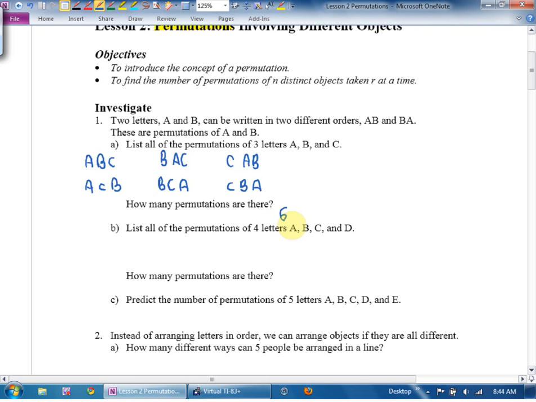B says, list all the permutations of four letters A, B, C, D. No, not gonna. I mean, I could. A, B, C, D, A, B, D, C, A. I'm not interested in the list. I'm interested in how many. How many are there? Well, how many letters are there grand total? Four? Let's draw four blanks.